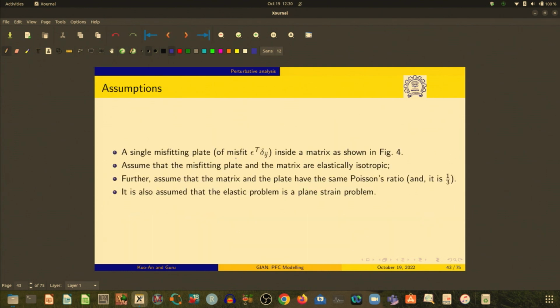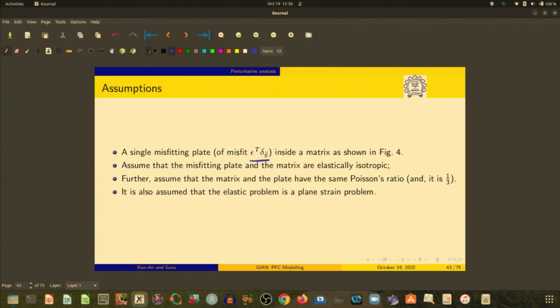So, we consider a single misfitting plate. Misfit is included. In the other case, there was nothing like misfit. But when you have films, substrates impose a lattice parameter on the film. So, there is an eigenstrain or misfitting strain that has to be included. That is what we are doing, but we are assuming that misfitting strain to be dilatational.